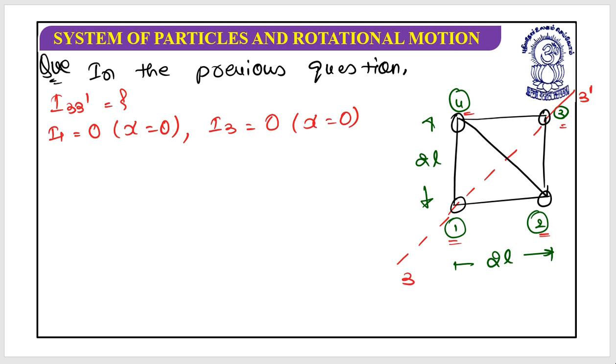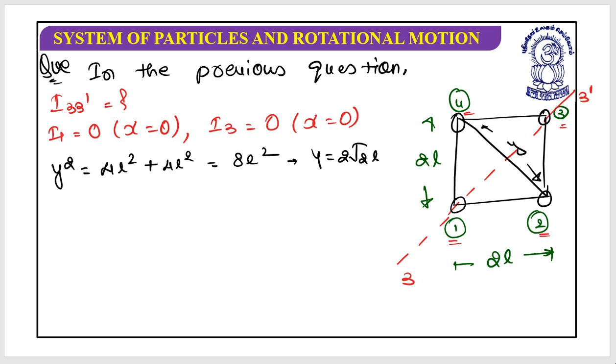This is 2L, this is 2L. So let's call this complete diagonal y. So y square is equal to 2L square plus 2L square according to the Pythagoras theorem. It's 4L square plus 4L square, which is 8L square. So y would be equal to under root of 8 L, which we can say is 4 into 2, which is 2 root 2 L.